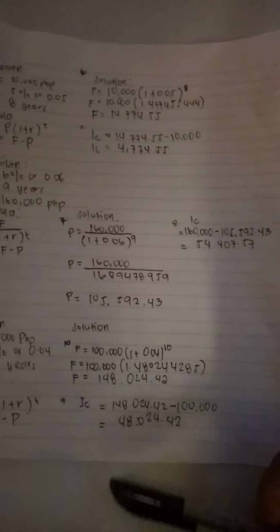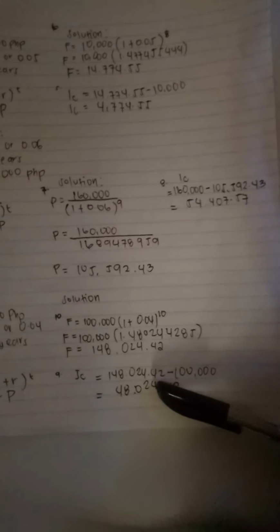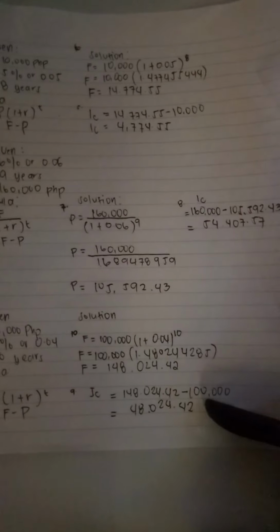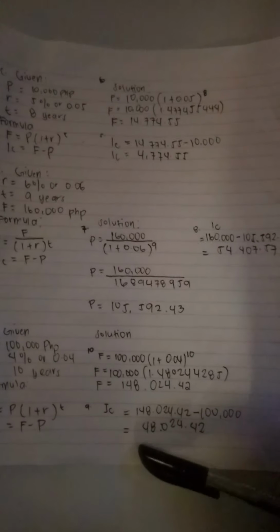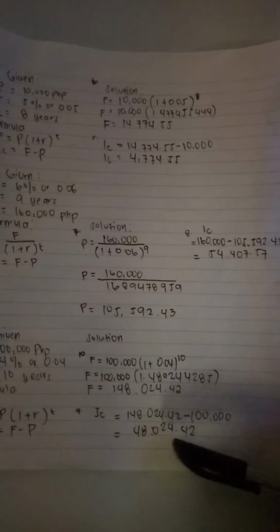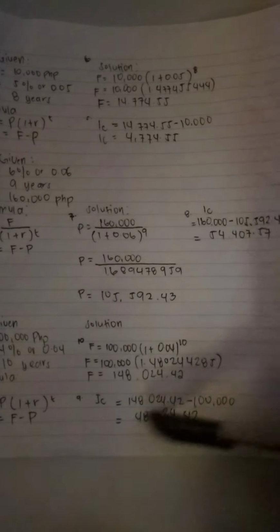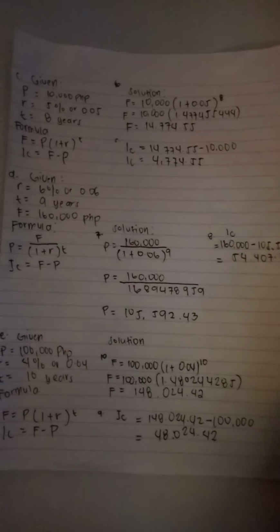The next naman po is yung for the compound interest naman po is 148,024.42 minus 100,000 is equals to 48,024.42. Bali, ito na po yung magiging compound interest natin.